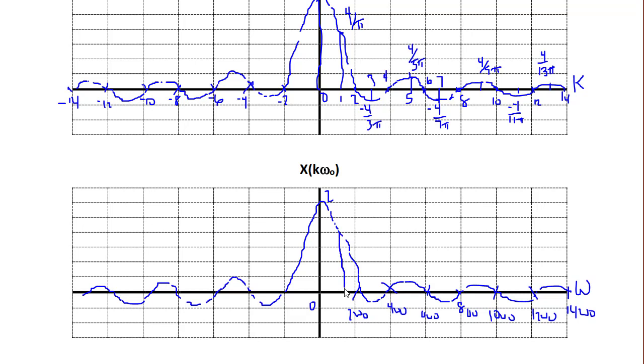The value at omega naught is 4 over pi. The value at 3 omega naught is -4 over 3 pi, and so on. So if we wanted to approximate x of t with n harmonics, we would do the following.